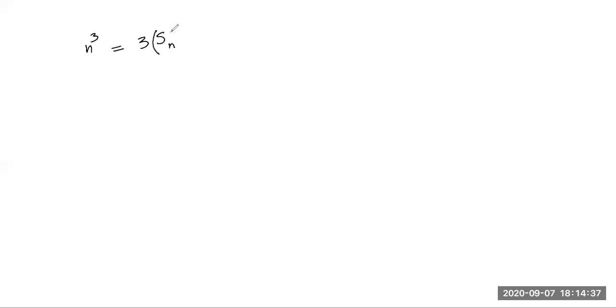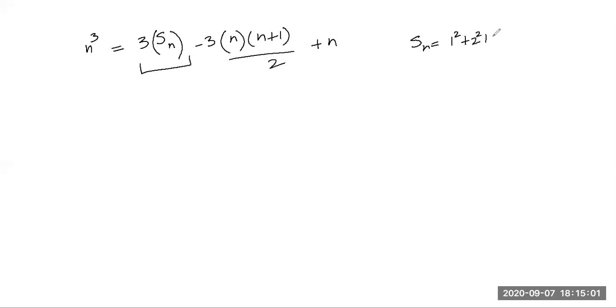3 into Sn, and then minus 3 into the sum of first n natural numbers, n into n plus 1 by 2. And what was the last term? Plus n. Now, Ishma, we want to find out the value for Sn. And what is our Sn? Sn is 1 square plus 2 square plus 3 square, and the last was n square.